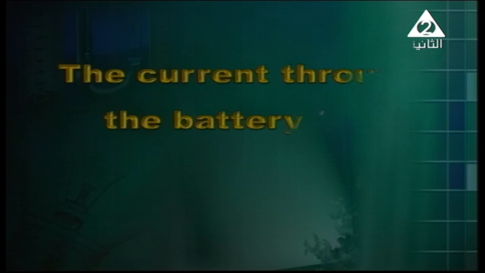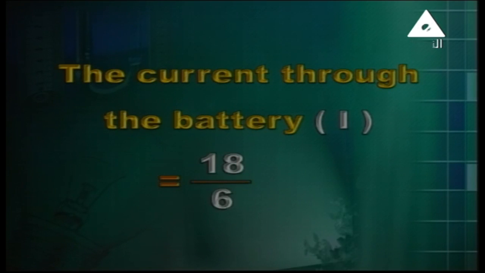And now we want to calculate the current through the battery. Current through the battery equals V battery 18 over the total resistance 6, it is 3 amperes. Potential difference across AB, across the first parallel group, is the current times R equivalent of this particular parallel combination. So it is 3 times 1, 3 volts.